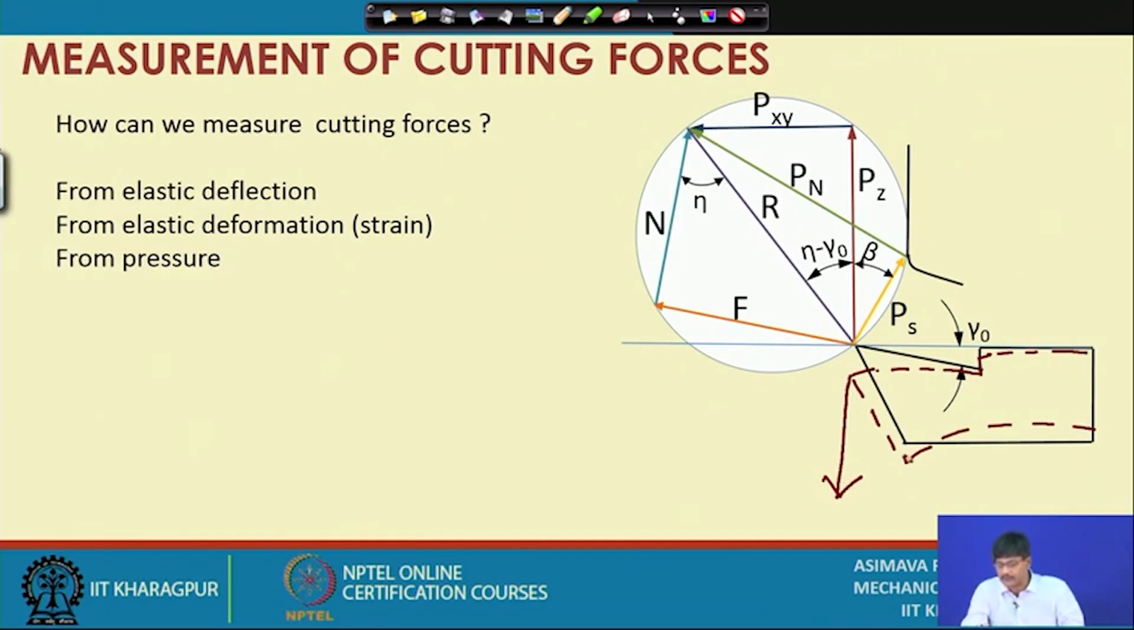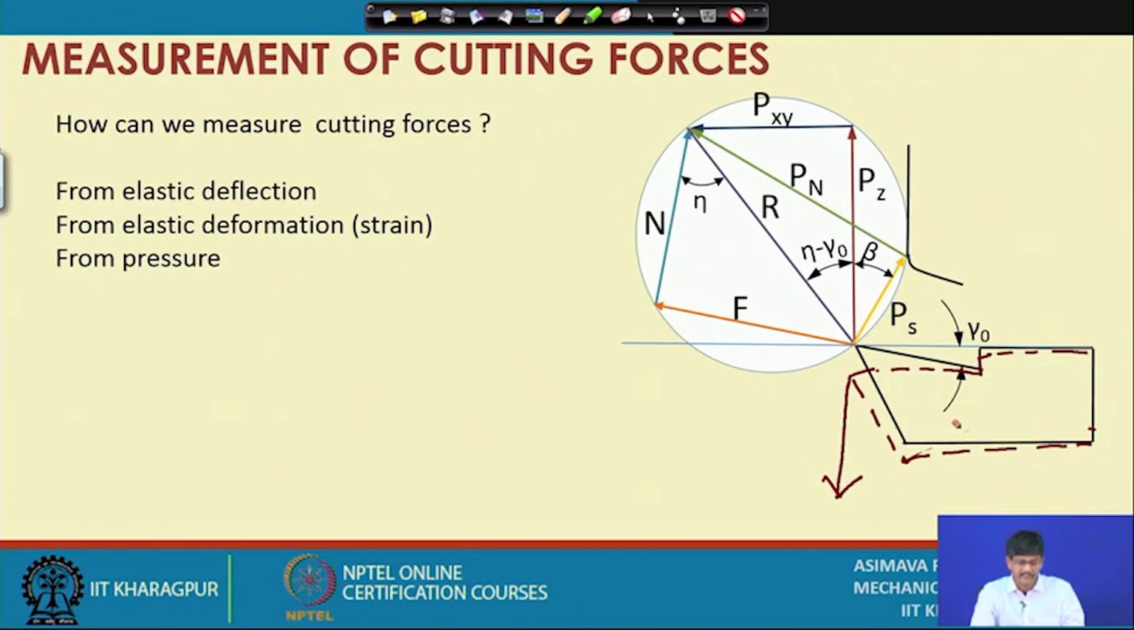My drawing is not very perfect, because it should have been here. Okay? Let me make that correction. This line is not supposed to be here. That is right. So, it deflects as a cantilever beam, and from the deflections we can find out the forces if they are within proportional limit. So, elastic deflections can be measured, and from that force can be estimated.